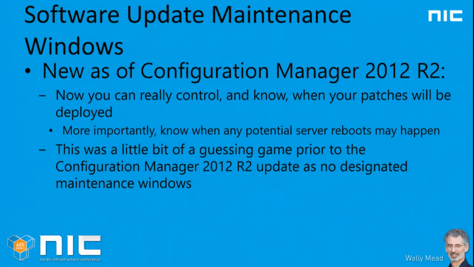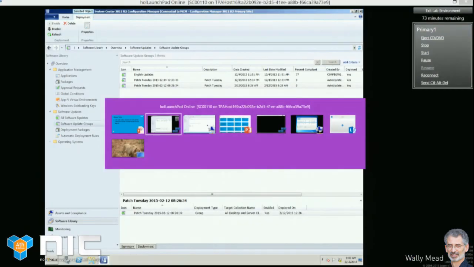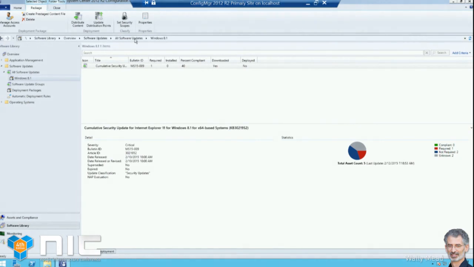Prior to R2, let's say I do the software updates on my servers, and Travis does application deployment. You remember the role-based administration? I let Travis do software distribution to my servers. He puts a maintenance window on there for one day. I put a maintenance window on there for when I want patches deployed. Well, the client takes the next available maintenance window. So my patches would deploy during his maintenance window, which was for his software distribution. So let's go back to my environment. Let's go show you that.